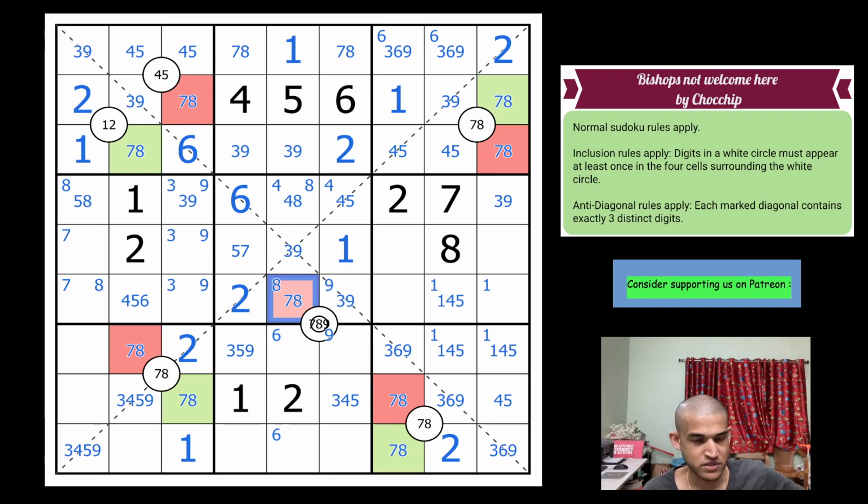What am I missing? So if this is a 5 here, then 5 gets forced here, and 5 cannot be in the diagonal, anti-diagonal, so 5 gets forced here. Thought I had something in there, but unfortunately no.